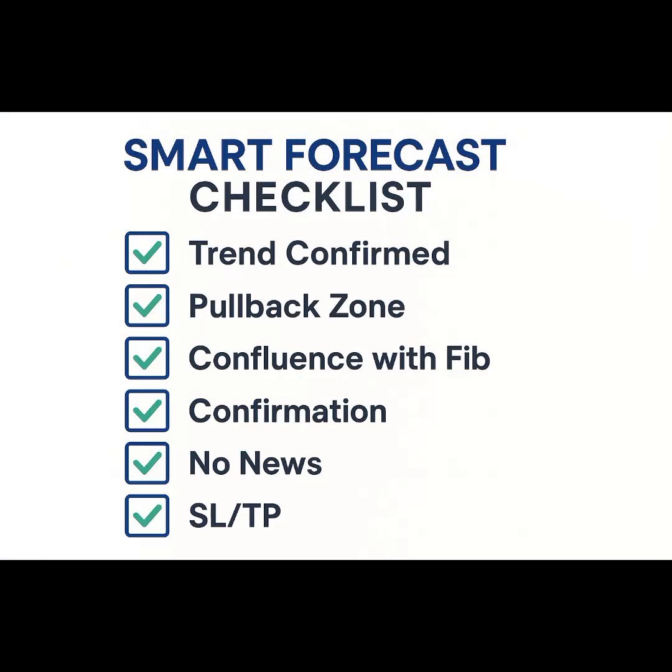Before entering any trade, run through this smart forecast checklist. 1. Trend confirmed on higher time frame. 2. Pullback to key level or zone. 3. Confluence tools aligned: EMA, FIB, OB. 4. Confirmation candle formed. 5. No upcoming high-impact news. 6. Entry, stop loss and take profit logically placed. If you've ticked all the boxes, you have a strong forecast trade setup.